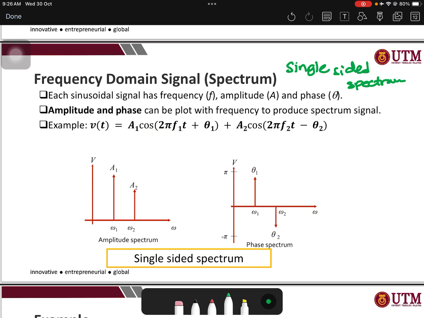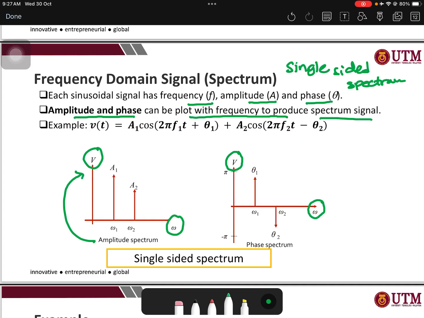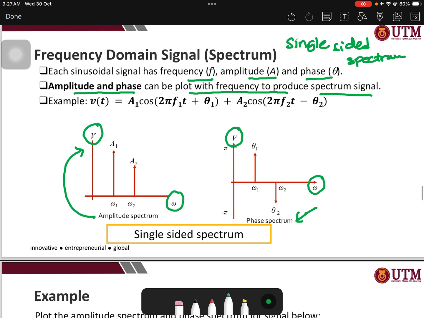Each sinusoid signal has frequency. In our signal we have the frequency, we also have the amplitude, and we also have the phase. That is the common one. The amplitude and the phase can be plotted against the frequency to produce the spectrum signal, meaning that the x-axis would be your angular frequency, and the y-axis depends. If it is the amplitude spectrum, your y-axis is your amplitude. Meanwhile, if you are sketching the phase spectrum, your y-axis would be the phasor.